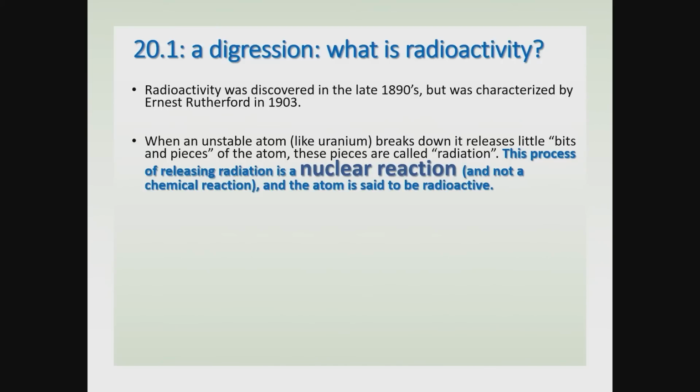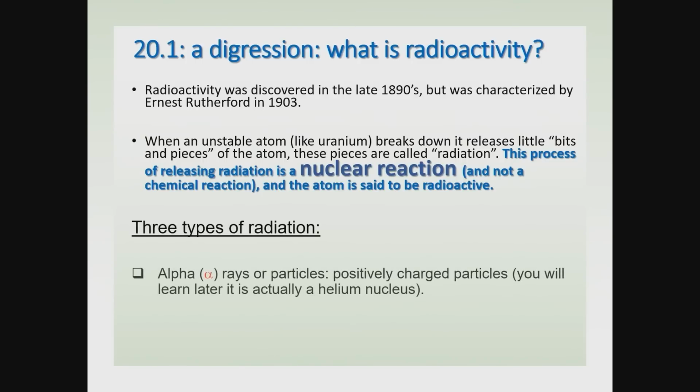But before I talk about this experiment, I need to digress and talk a little bit about what radioactivity is. Radioactivity was discovered around the 1890s, and Ernest Rutherford himself characterized the radioactivity in 1903. And how radioactivity is created is when you have certain atoms that are not very stable, atoms like uranium or radium, they will on their own break apart and release small pieces. These pieces could be parts of the nuclei that were in these elements, or these pieces could be electrons.